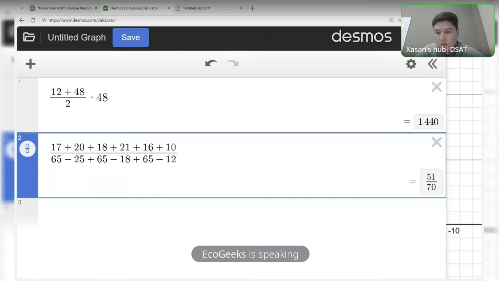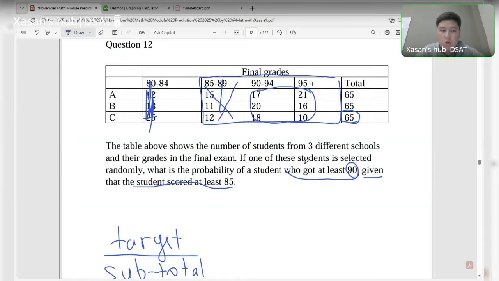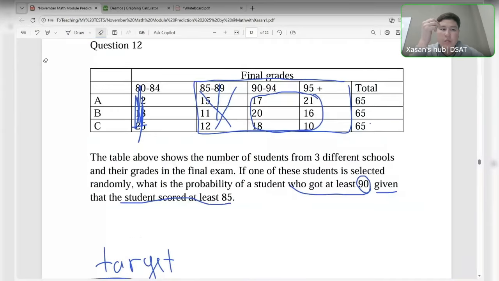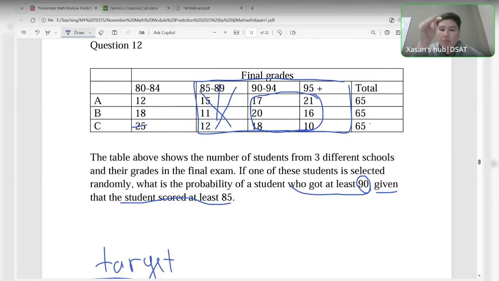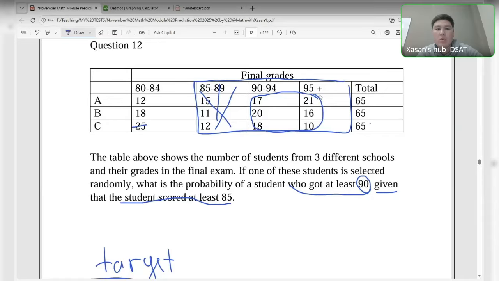I would like to ask, why did we subtract the bottom side? Please explain it again. Of course, look, this 65 is all the total people in, like, Swiss codes, right? And I'm subtracting these people, for example, 65 minus 12, to find how many people got at least 85. Because the question itself is saying you are selecting students from those who got at least 85. So therefore, I'm eliminating those who got from 80 to 84.